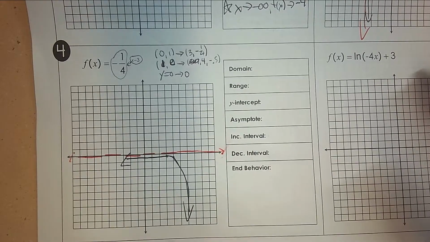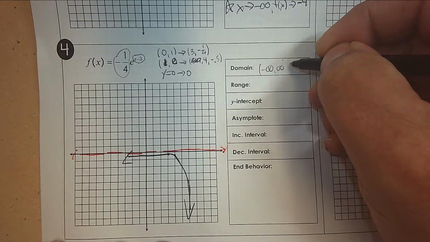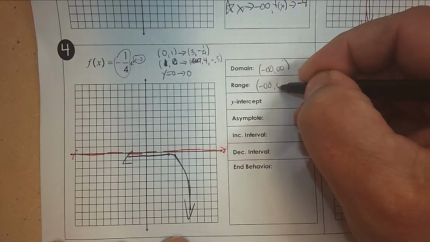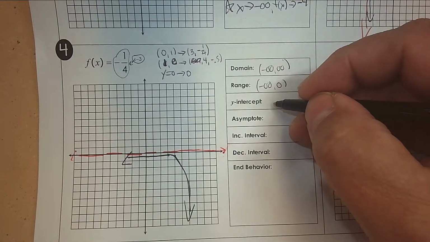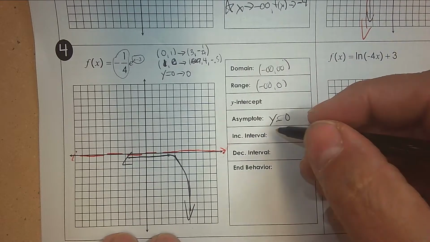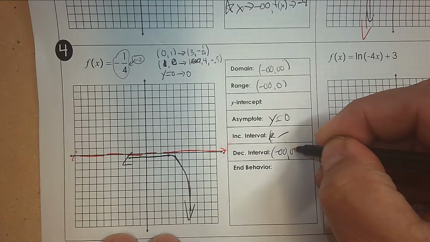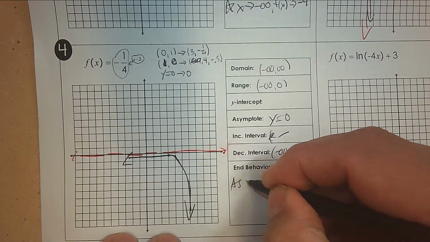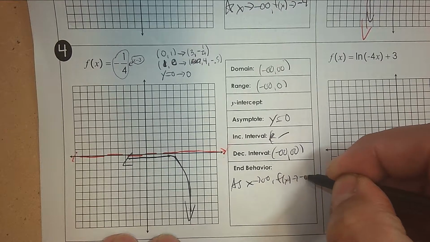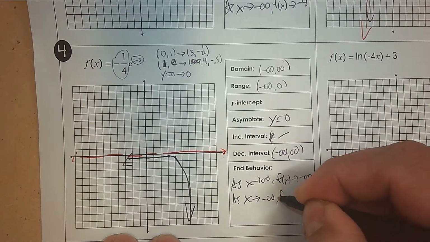All right, what's the domain here? I can do this part. The range goes from negative infinity to 0, so be careful. I don't care about the y-intercept. The asymptote is y equals 0. This is decreasing everywhere. And end behavior: as x approaches infinity, f of x goes to negative infinity. As x approaches negative infinity, f of x approaches 0.